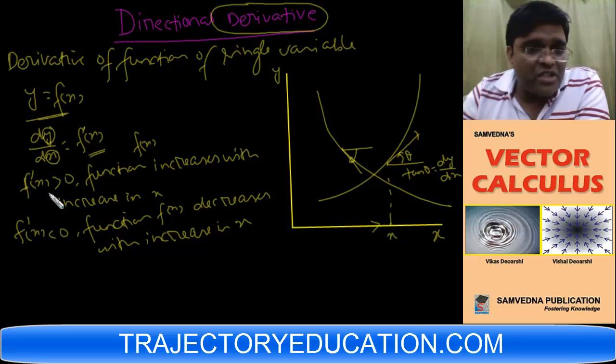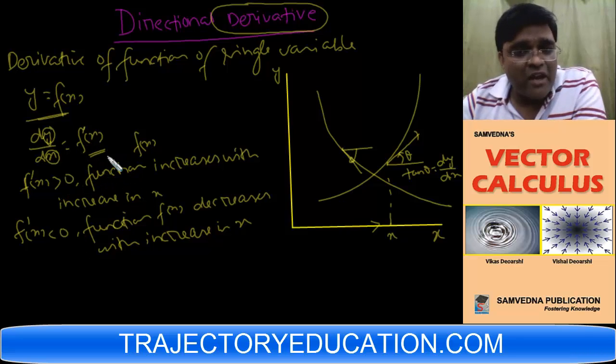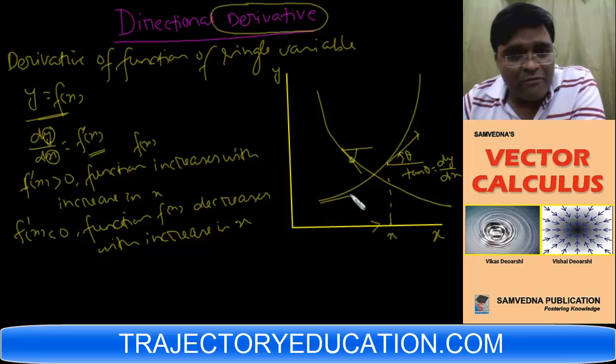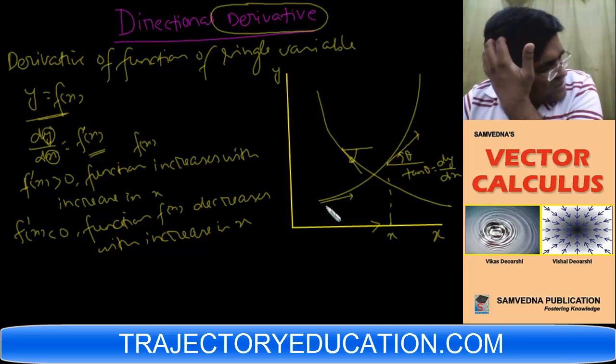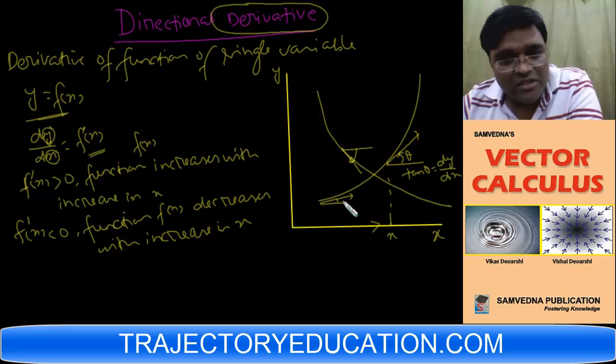What does the magnitude signify? The magnitude signifies the rate at which the function varies with the variation in x. Over here tan theta is less, and here you see tan theta is more. It means the function increases rapidly over here with increase in x. The function increases slowly over here with the increase in x.